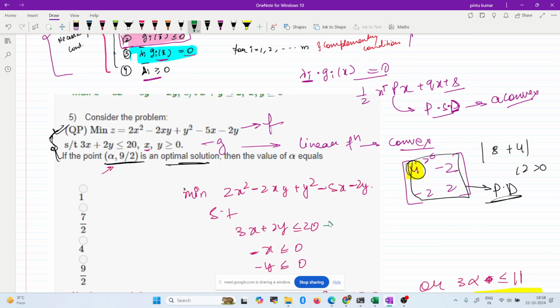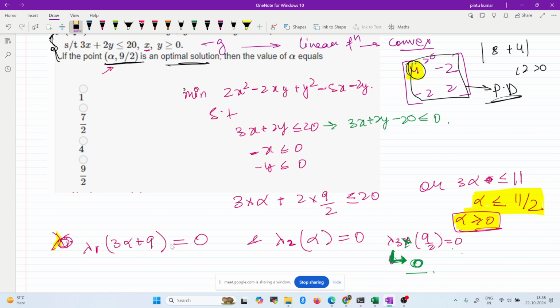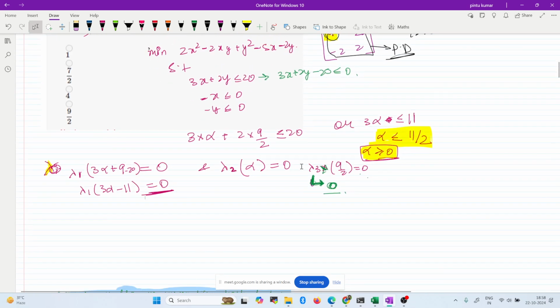Okay, so this equation gets modified as 3x plus 2y minus 20 is less than or equal to 0. So we will have a minus 20 also. That would mean that lambda 1 multiplied by 3 alpha minus 11 is equal to 0. Now let's see what we can have from the first condition, that is our gradient condition.